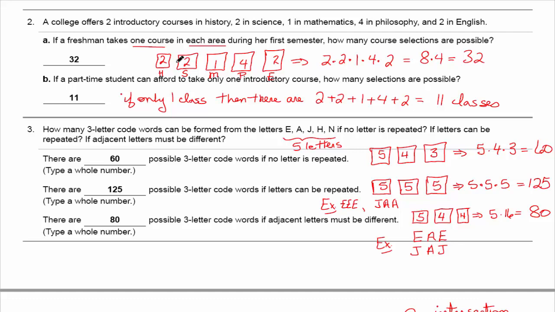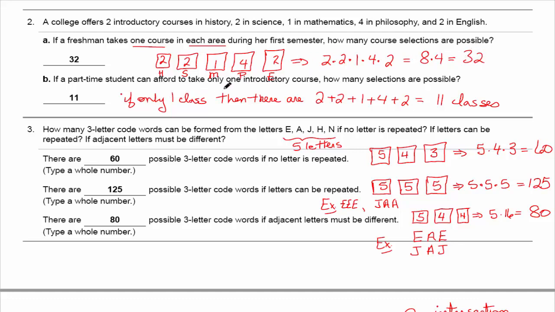Well, let's see. History, there's 2. Science, there's 2. Math, there's 1. Philosophy, 4. English, 2. So the multiplication principle says 2 times 2 times 1 times 4 times 2, and we get 32.